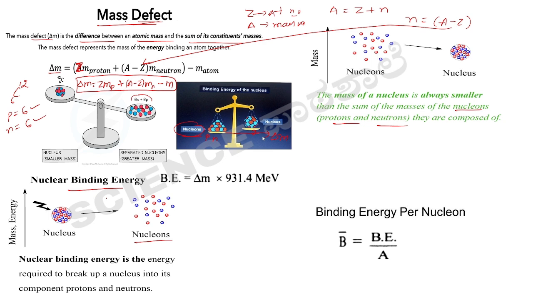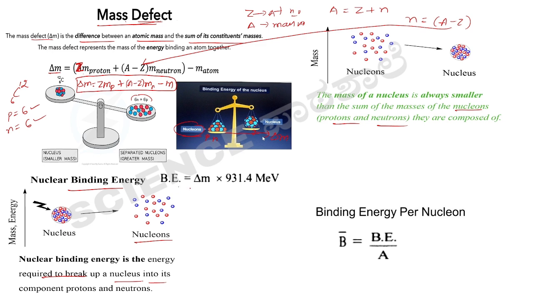Or one more definition: how much energy is required to bind these nucleons into a nucleus? That is also called binding energy, vice versa. How much energy is required to break this nucleus, or to bind these nucleons, is called binding energy. Nuclear binding energy is the energy required to break up a nucleus into its components, protons and neutrons. Clear? Got it?